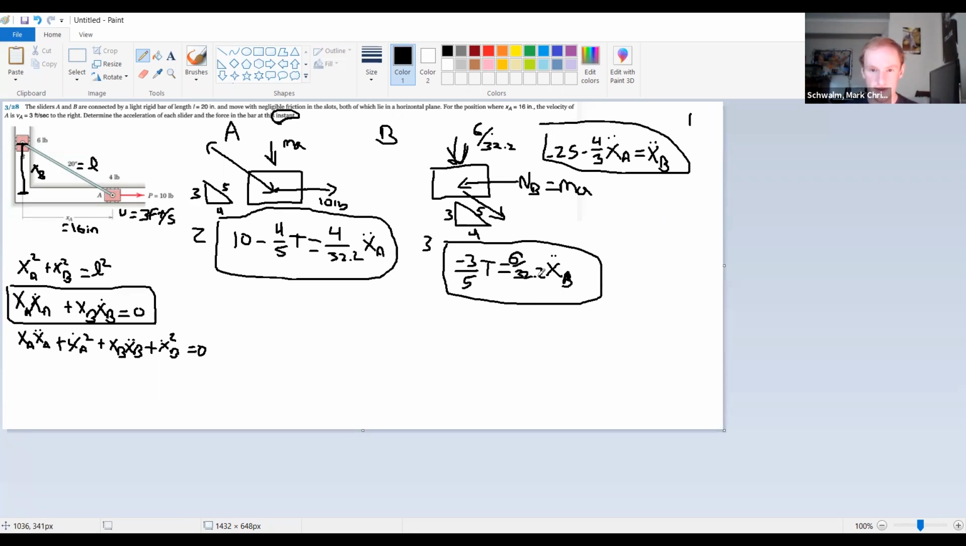Like you have the 6 over 32.2. You have a 4/3 here. 4/5 isn't too bad. But matrices or systems of equations generally work better with whole numbers, so I'm just going to use replacement. So if we clean this up a little bit, we can solve for t.